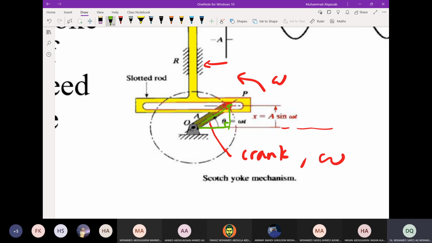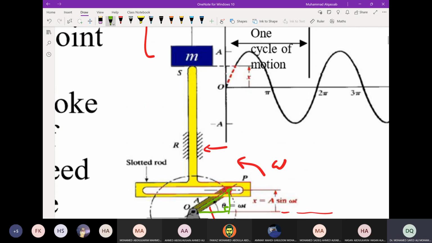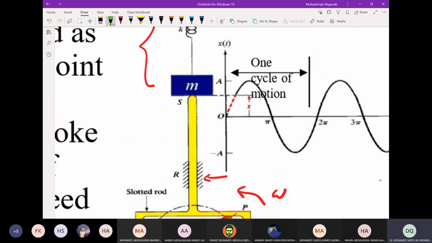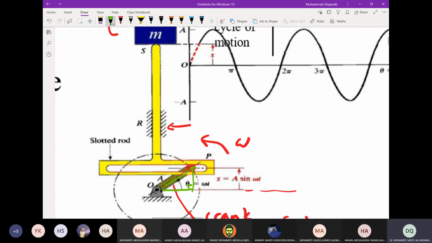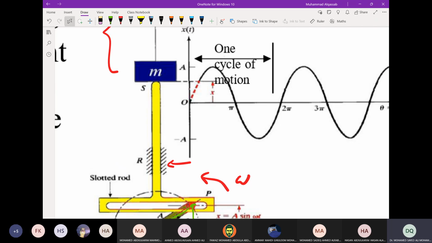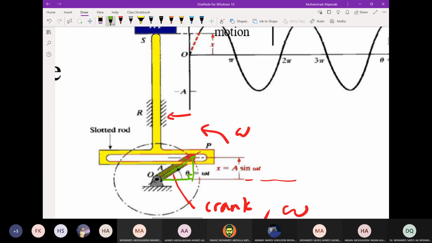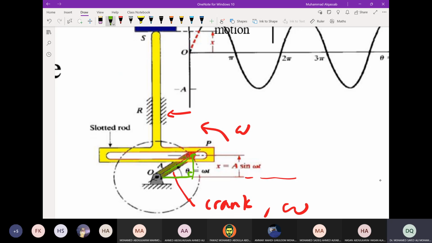So the vertical motion of the pin is equal to the motion of the rod, and it can be shown as a sine wave, right? Because x equals A sine omega t. So this is the plot of the mass attached to the rod at the top making a sine wave. Okay, so when theta is 2 pi, this is 1 revolution.